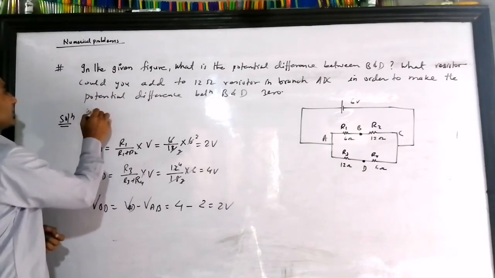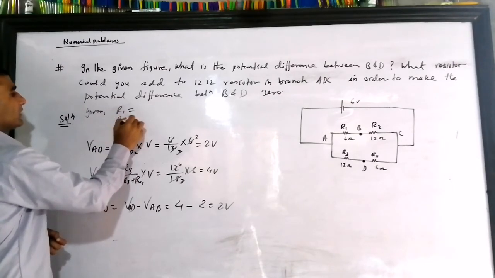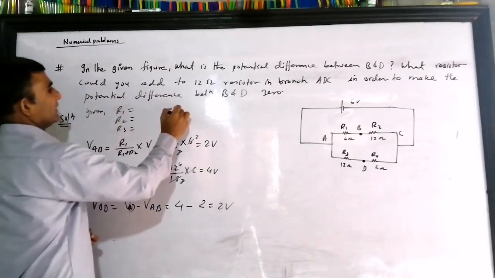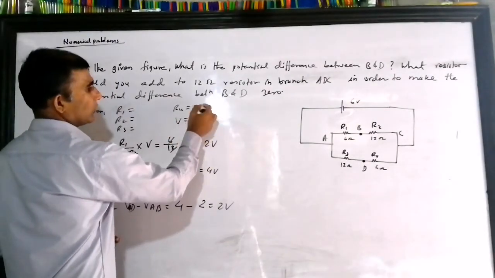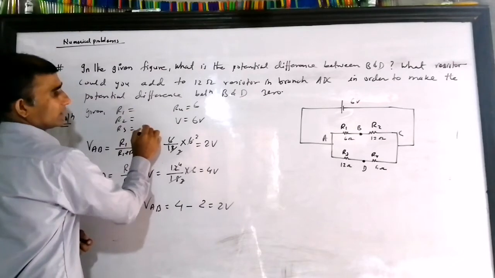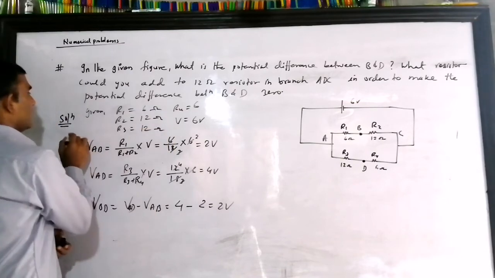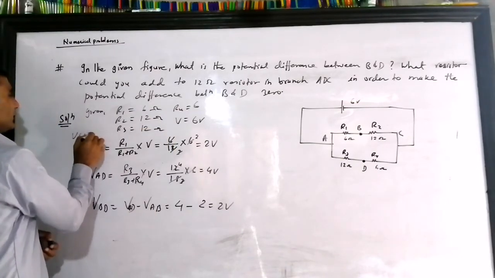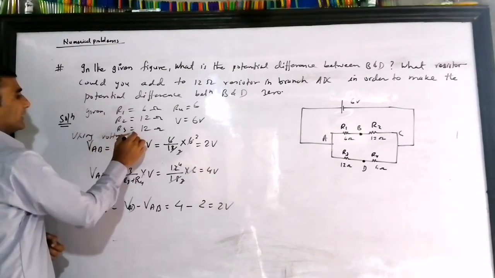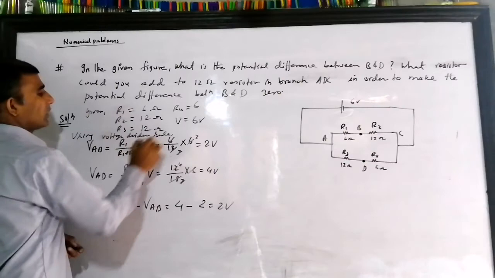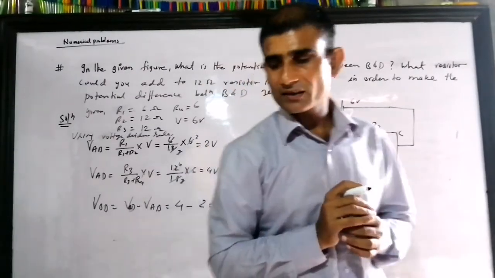Of course you can write what is given: R1 equals R2 equals R3 equals R4, and so on. And the total voltage you can write is 6 volt, this is 12 ohm and this is 12 ohm, this is 6 ohm, these are given. And you can write here using the voltage divider rule. So I am solving these questions using the very simplest, straightforward technique which you can easily understand.